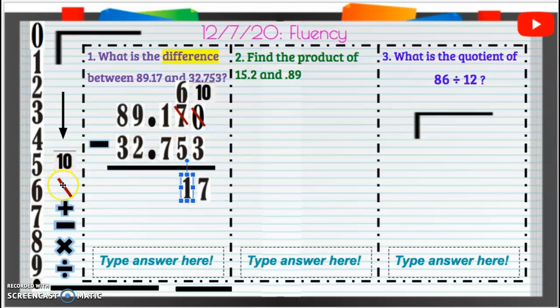1 minus 7 we cannot do, so we need to borrow from this 9. The 9 becomes an 8, to make this 1 an 11. So now we have 11 minus 7. So 7, 8, 9, 10, 11. You get 4. What do I do with that decimal? Drop it low.